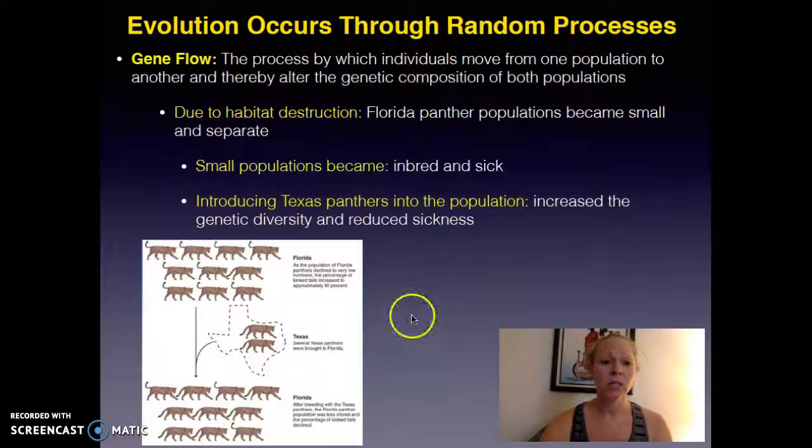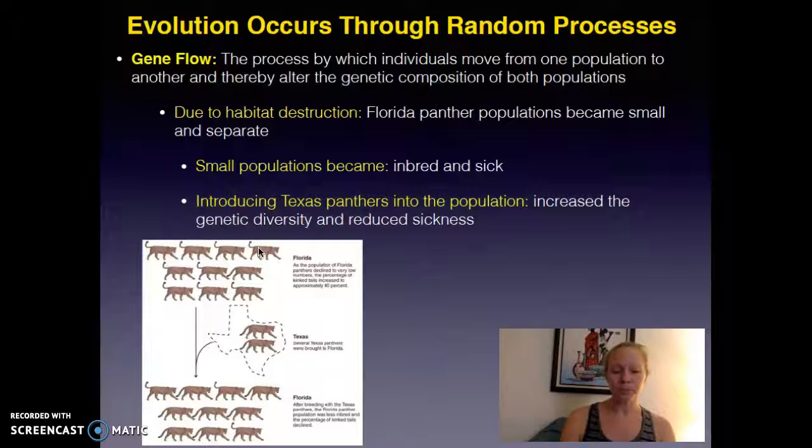If we see here, we're looking at Florida panthers. Our Florida panthers are represented by a kinked tail. Through habitat destruction, panther populations have been reduced and also separated. So the populations are becoming inbred, and that leads to sick panthers. So what we did is we brought in panthers from Texas, and this has changed the genetic diversity of the panthers because it introduced more genes. And so this is gene flow. It has allowed the panthers to become less sick, and it has been successful.